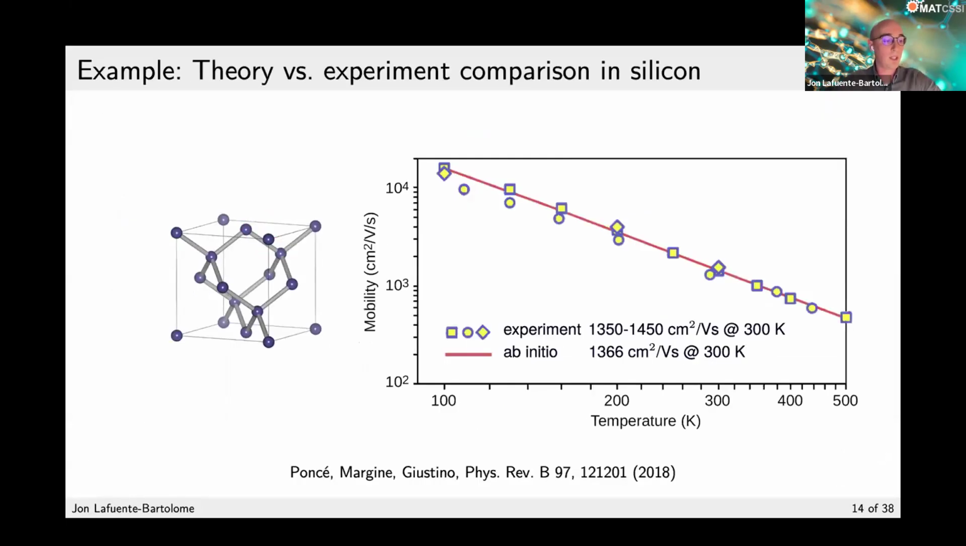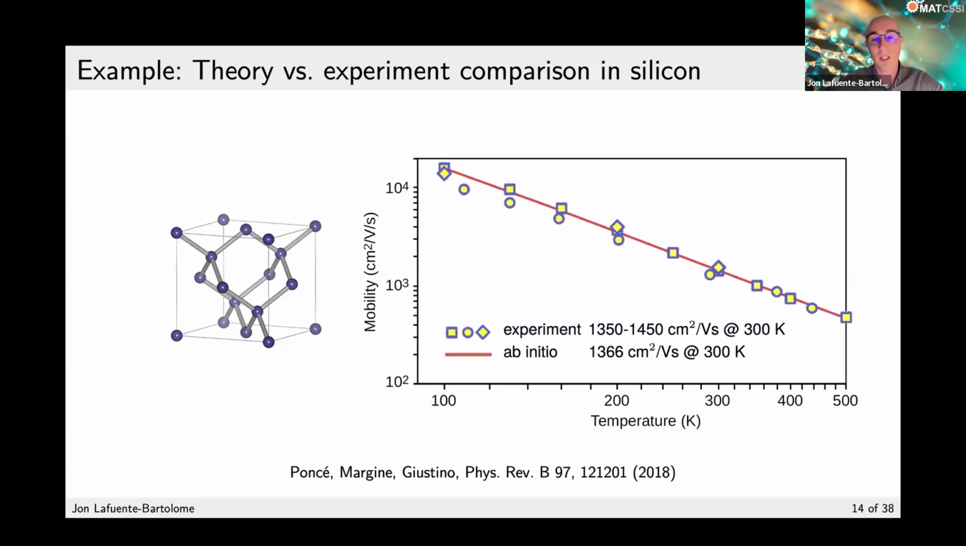Okay, so just before ending with the first part of the talk, I wanted to give you a couple of examples. So this is an example on silicon, calculations done with EPWpy by Samuel Ponce and collaborators. So this material is typically taken as a benchmark. And here what I'm showing is, with squares and circles, experimental data for electron mobility as a function of temperature. And the solid red line represents ab initio calculations done with EPW. And as you can see, the agreement is very, very good with respect to experiment.